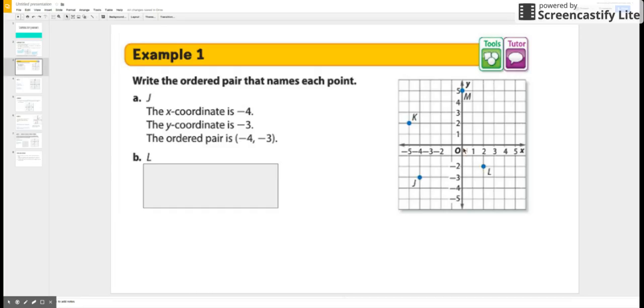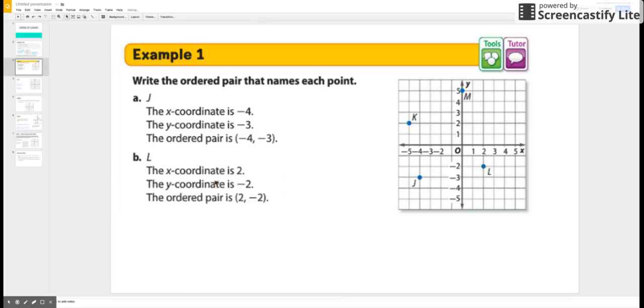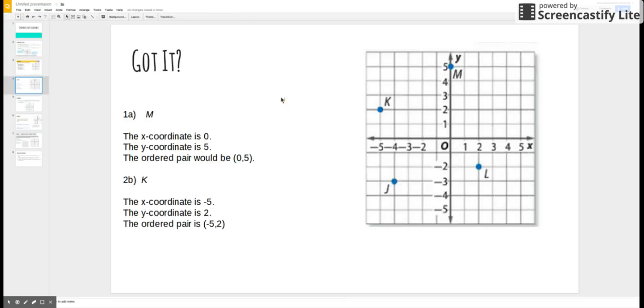Now here's L. We go 2 spaces to the right and 2 spaces down. So if we go 2 spaces to the right, it's +2. 2 spaces down is -2. The ordered pair ends up being 2, -2. Got it.